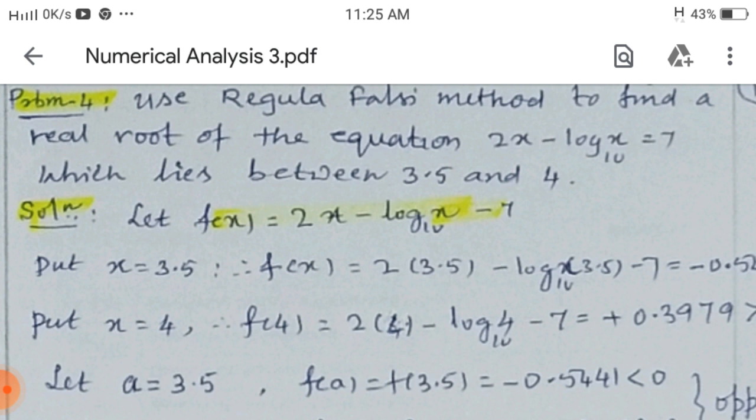x1 is equal to a into f of b minus b into f of a divided by f of b minus f of a. This is the first approximation. Okay, let me go through the problem number 4.